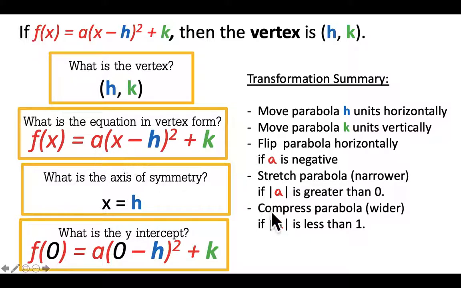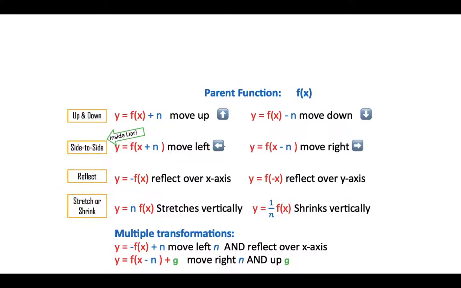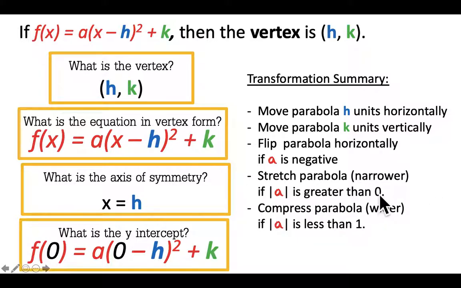If the a value in front is negative, then this will flip horizontally, or it will turn into a frowning shape. If the absolute value of a is greater than 1, then it will be narrower. And if it's smaller than 1, it will be wider. Wait a minute, that's not right. This should be a 1 here. I apologize for that. All right, so this is a resource you can use, recalling that this should be a reference to a 1 right here. Otherwise, you're ready to get started on some practice.